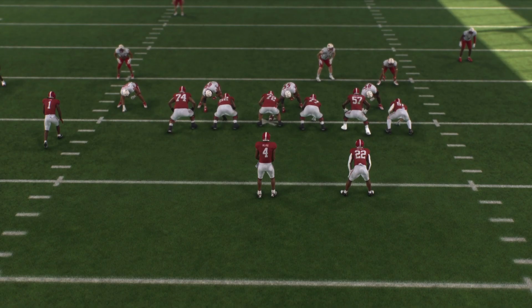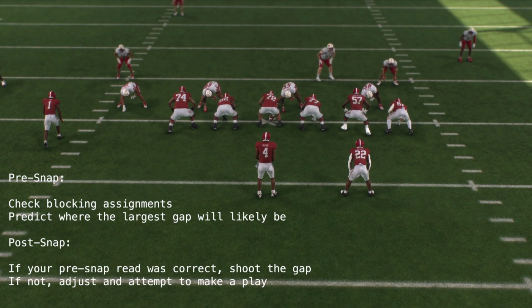Okay, so with inside zone, what we're doing is pre-snap, we're looking at our blocking to find out where we anticipate the biggest gap will be. Post-snap, we're confirming if we were correct. If we were correct, we're just going to run up the gap. If not, we're going to have to make a play on the fly.